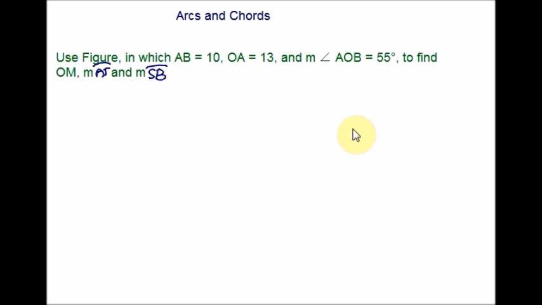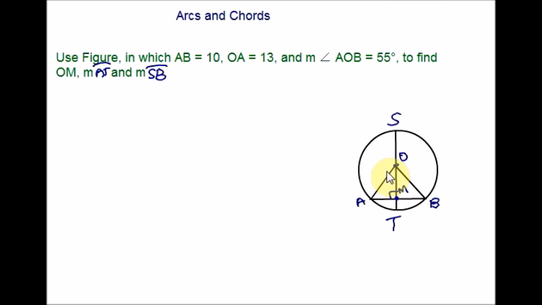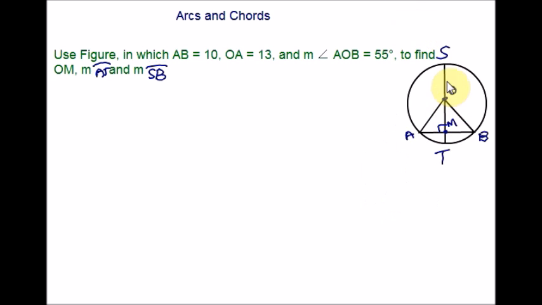Okay, let me draw the figure for you. In this figure, ST is the diameter, AB is the chord, OA and OB are the two radii, and the diameter is perpendicular to the chord. So here is a symbol mentioning that. Okay, a circle with a diameter perpendicular to the chord. By looking at the figure, we can say that ST is perpendicular to AB and ST is a diameter.